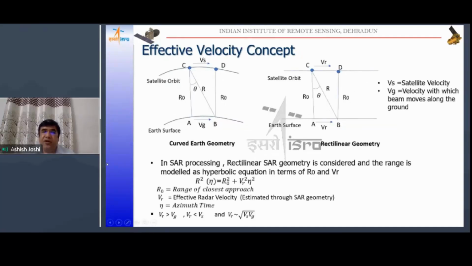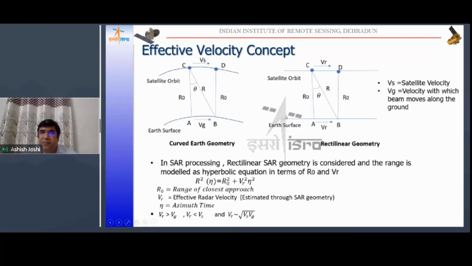One of the concepts in SAR is the effective velocity concept. In normal SAR geometry, the orbit path is curved, not linear in nature, and the Earth surface also has some oblateness. This is the normal satellite scenario, in which this is the satellite velocity, this is the R, and this is the R0.